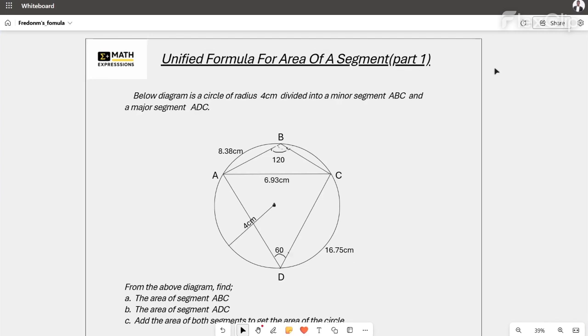My name is Alexander Maduka, and in today's video we'll be looking at a new topic, which is the unified formula for area of a segment, part 1. Unified? Yes, because in today's video we'll be discussing something very interesting, which I bet you have never seen a kind of it before. But you don't have to worry about the new topic you're seeing.